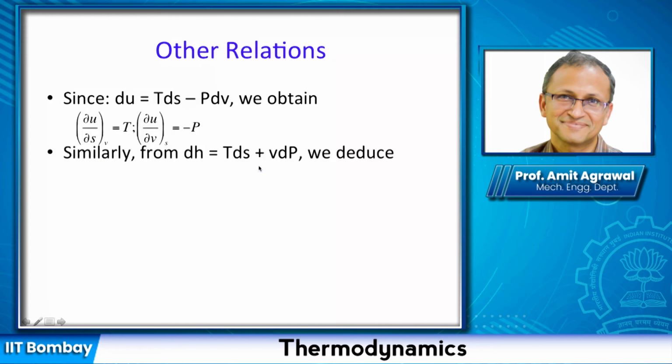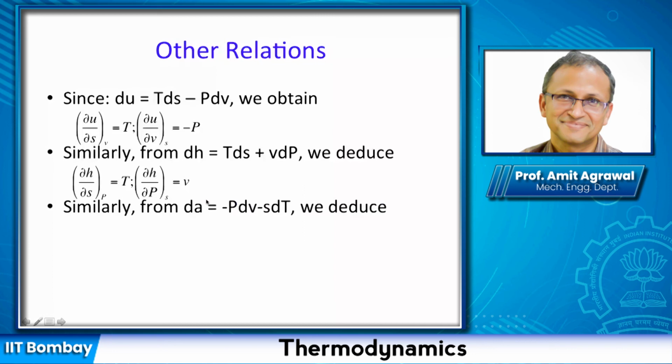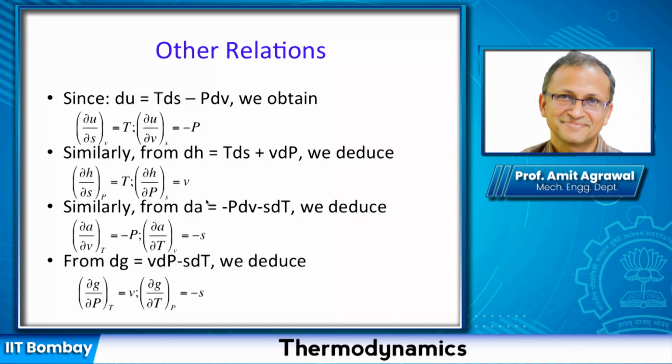Similarly, you can write out, using dh equals t ds plus v dp, and this gives you this relationship here. And again, these are a whole host of relationships, and then you can combine these relationships the way we have said, and you can get even more relationships between them. So this is very interesting. Very quickly, we have done what we wanted to do.